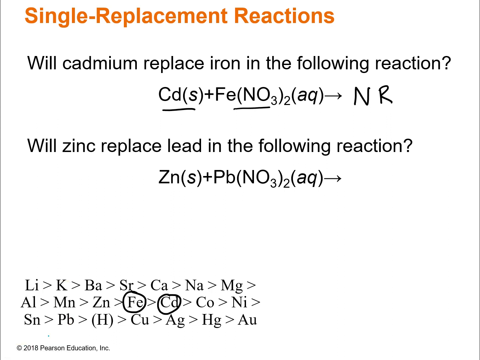So we got to find zinc and lead. Here's zinc, here's lead. So yes, zinc will absolutely replace lead, happily. But what do we get as our products? The zinc is going to end up in solution with the nitrate ion. And the lead is going to become a precipitate.